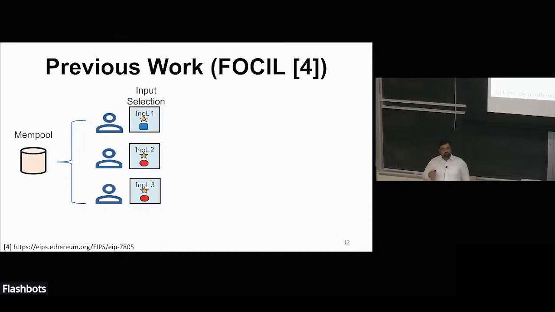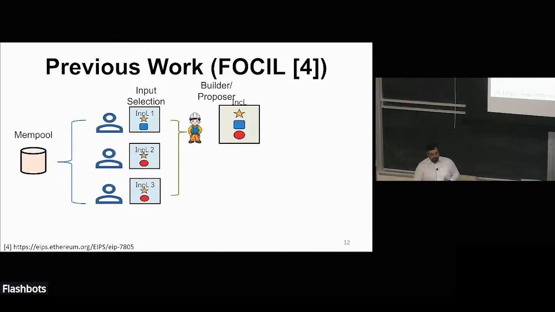They term this input a local inclusion list, but we call it an input list because there are some differences in both of those terminologies. But for the context of the talk, I'll call it the input list. Then they send it directly to the builder or the proposer, who will aggregate all of these inputs by themselves and produce this inclusion list to constrain themselves.